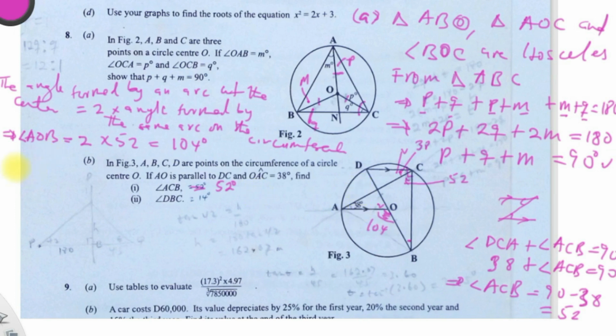In the same way, look here at this arc. This arc is forming this angle at the center and forming this angle of 38 on the circumference. So angle DOA is equal to 2 times angle DCA, which is 38. 2 times 38 is 76. So this is 76 degrees. It implies the angle DOA is equal to 76 degrees.